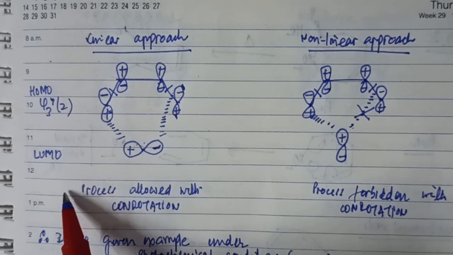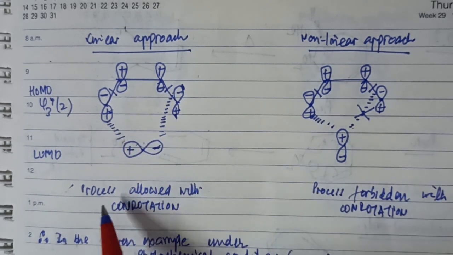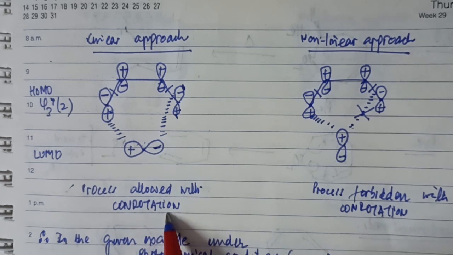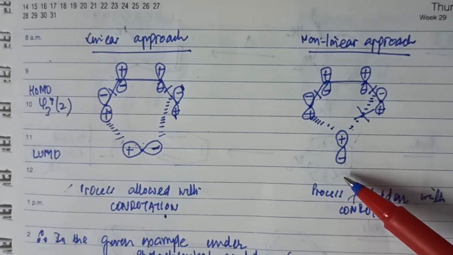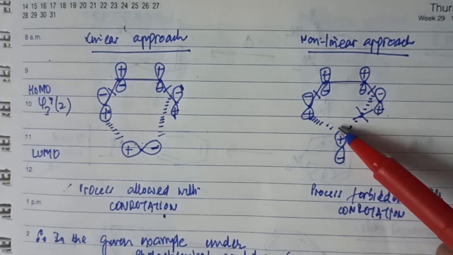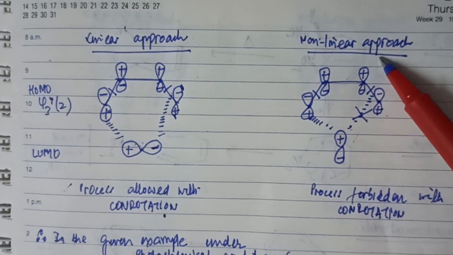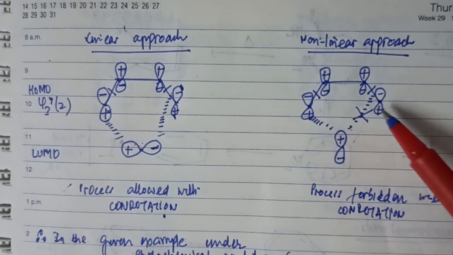And therefore, since this process follows the conrotatory ring mode, the process is allowed. Hence this process is allowed with conrotation. Let's see whether the non-linear approach is also allowed with conrotation or not. Again, same orbital picture. The only difference is that while drawing the non-linear approach, the LUMO of the sulfur dioxide directly faces the lobes of the diene.